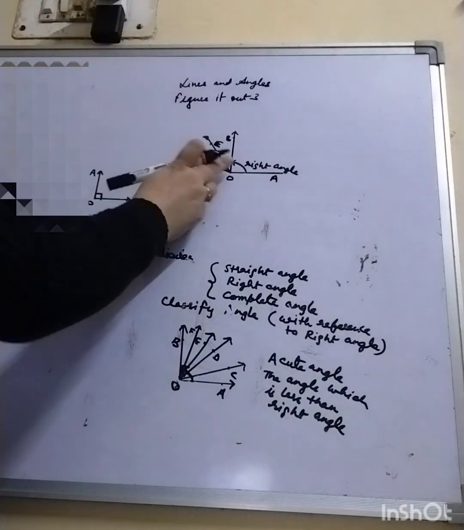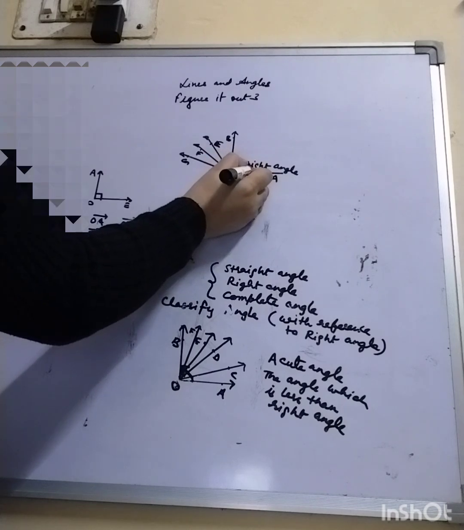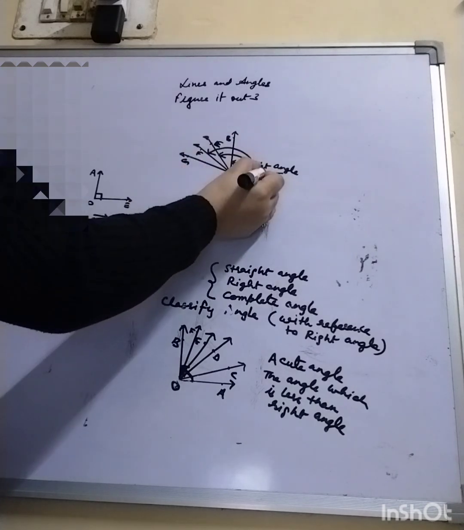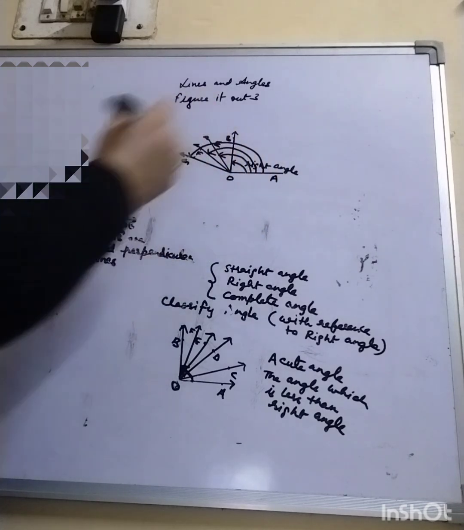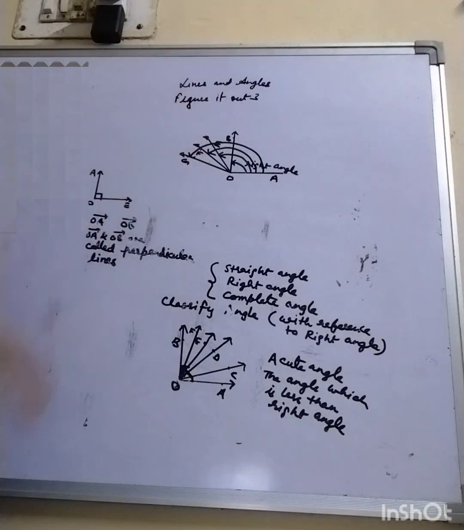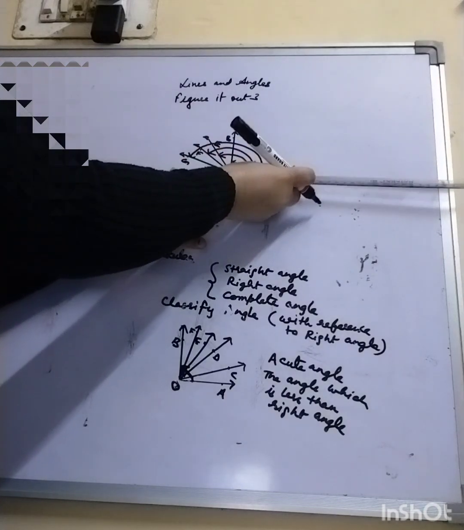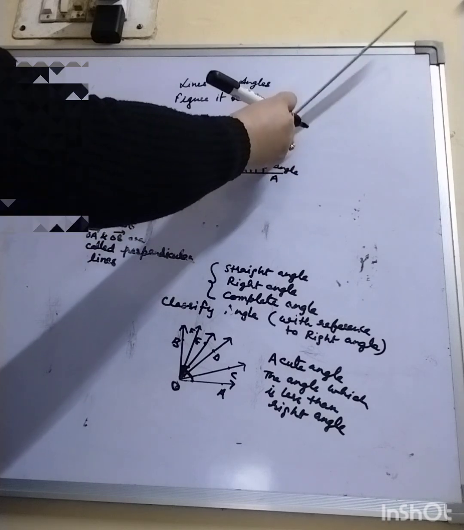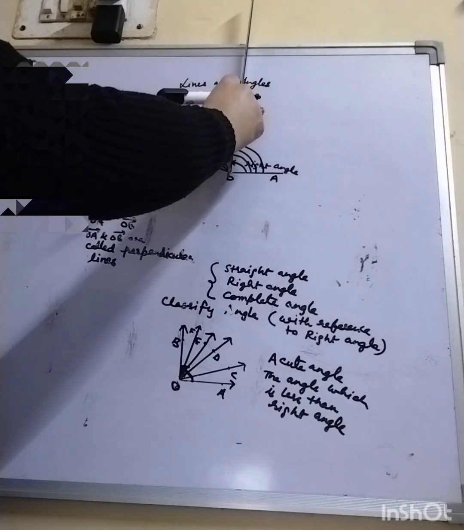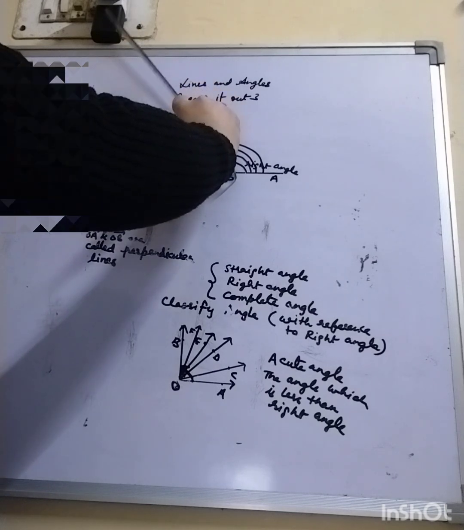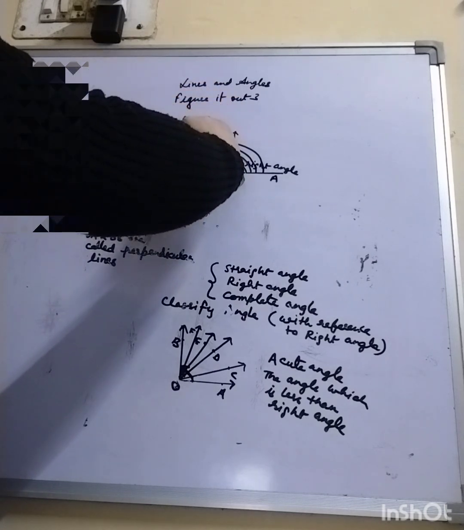So in this case, all these angles are more than 90 degrees. This is bigger marking, then this is further bigger marking, then this is further bigger marking, and you get angles, all angles on the left side of the right angle. So how is the turning in this case? Turning is from OA going to OB, and after OB also you are increasing the turning and reaching to the left side. So all these angles are obtuse angles.